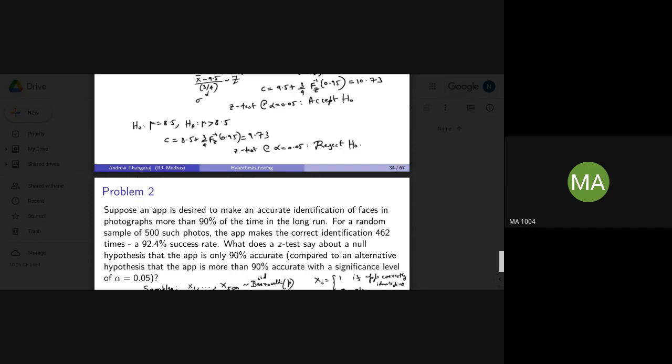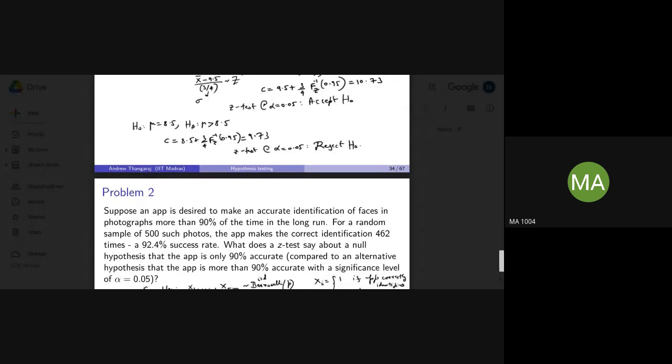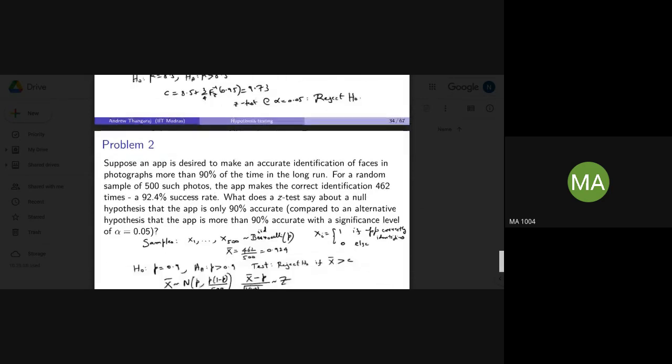Okay. All right. Anybody else done this problem? No? Okay, let's see if the answer is right. So C is 0.9 plus square root of 0.09 is 0.3, by 10 root 5, F inverse of 0.95. Yes, it's right, ma'am.